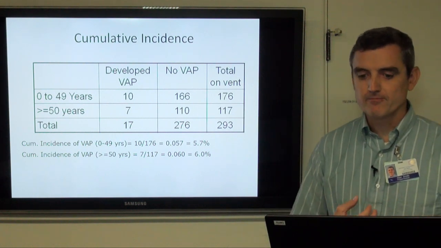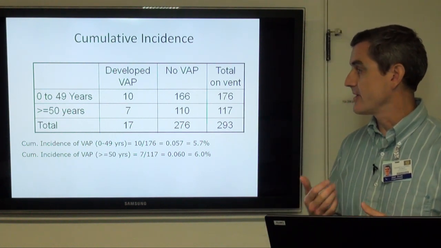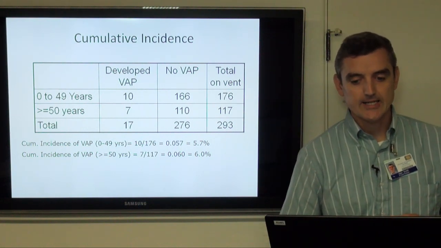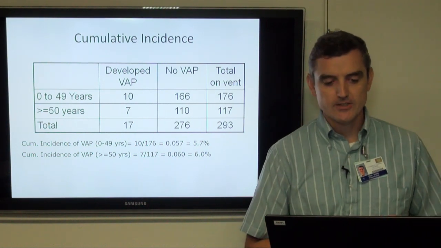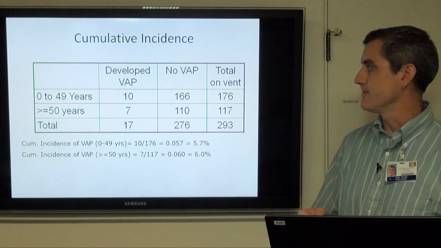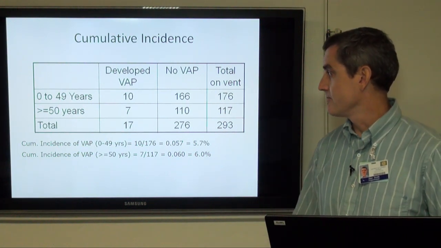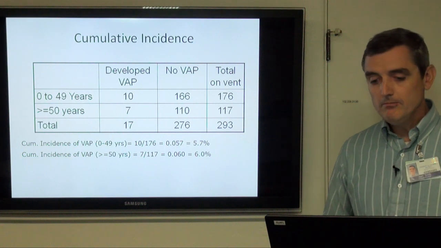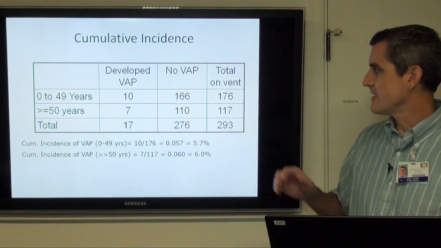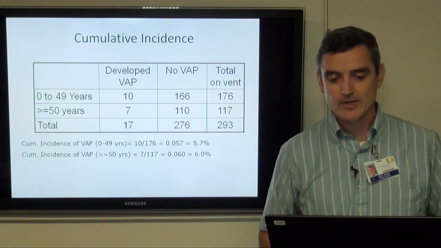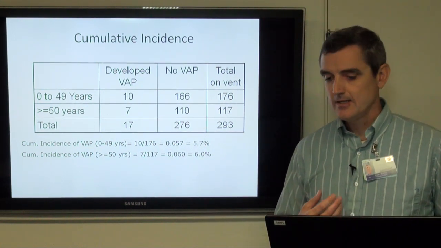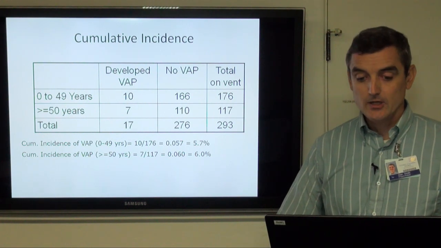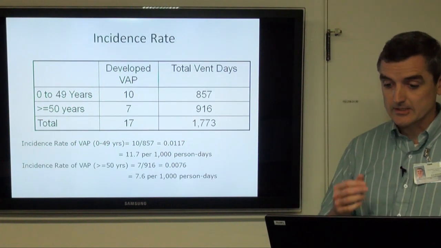So to take another example from the trauma data, looking at ventilator-acquired pneumonia as a proportion of the total number of people who are ventilated. We see the cumulative incidence of VAP for the 0 to 49-year-olds was 10 out of 176 who were actually ventilated, so 5.7%. Looking at the older patients, there were 117 on vent. 7 of them developed VAP. So that incidence is 7 out of 117, or 6%. So actually not a whole lot of difference by age with this, but that's a good measure of incidence.